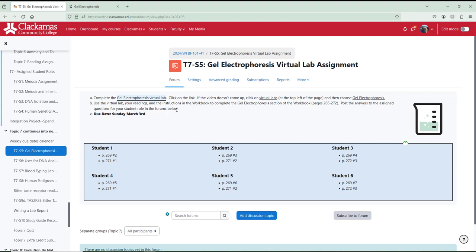Once you get an idea of what the experiment is like using the virtual lab, then you're going to take a look at the workbook. Starting on page 265, there's nothing really there. But on 266 and 267, you're going to learn about where the restriction sequence is and how to cut it.